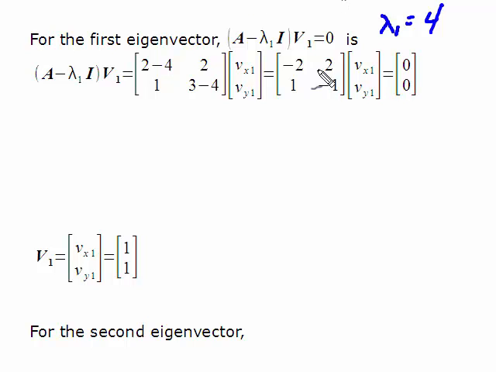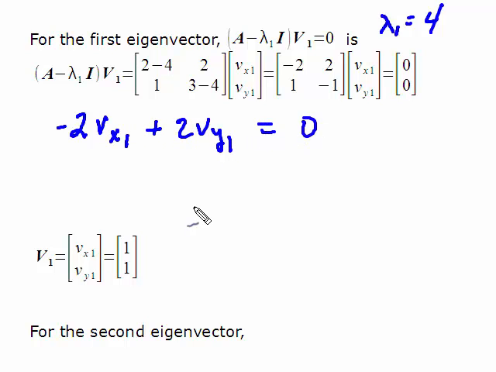So we'll try to figure out what to do about Vx1 and Vy1. I usually write it out. So I've got minus 2 Vx1 plus 2 Vy1. That has to equal 0. You can write the second line out, but it's no more information than you have right here.